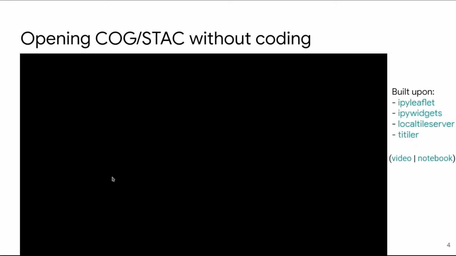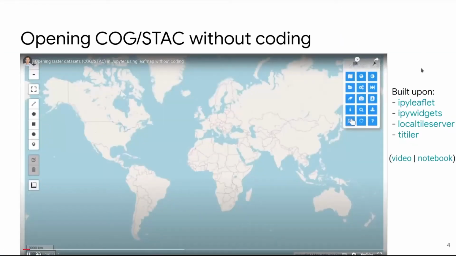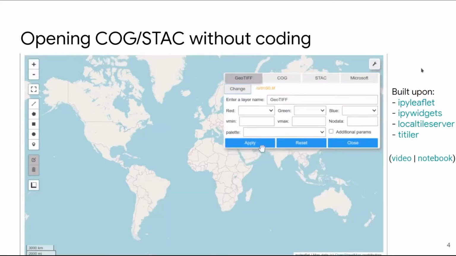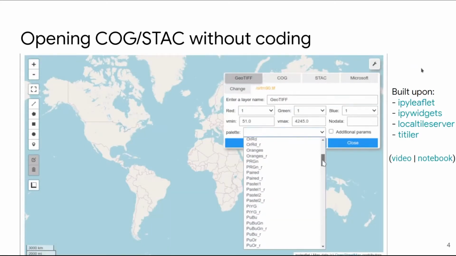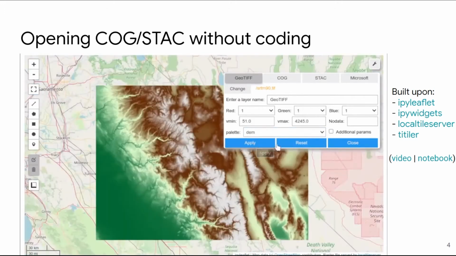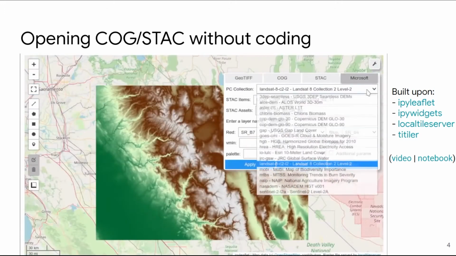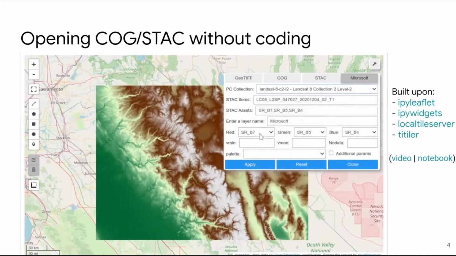So next, I'm going to quickly go through some of the key features of how you can use Leafmap. So you can, for example, open any raster dataset on your local computer. It can be a Cloud Optimized GeoTIFF, or it can be any raster dataset supported, like GeoTIFF. And you can also change, for example, the color map.